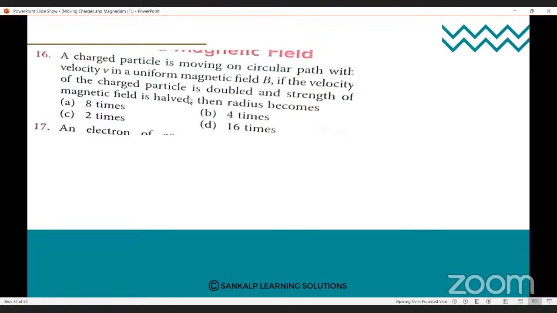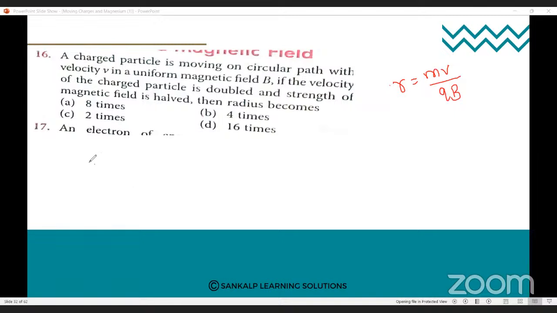and the strength of the magnetic field is reduced to half, then the radius becomes? I already gave you the formula for radius first. The radius is equal to mv divided by qB, as we saw first.